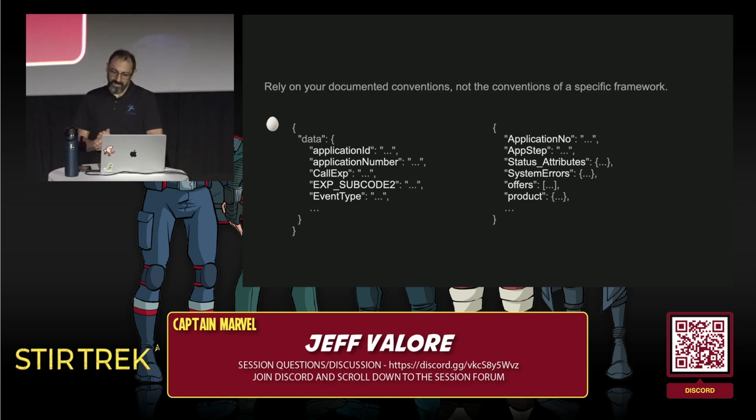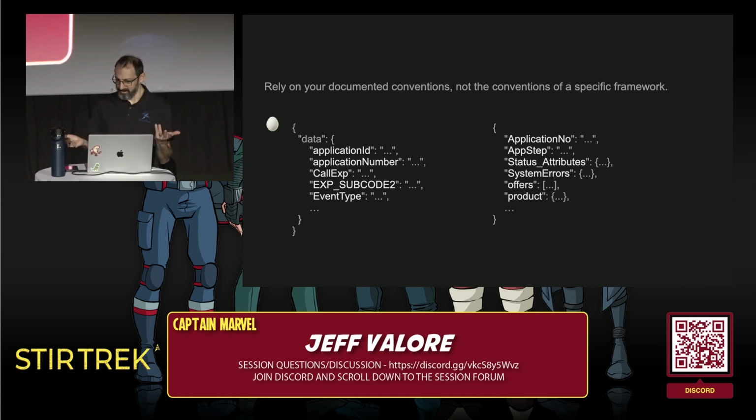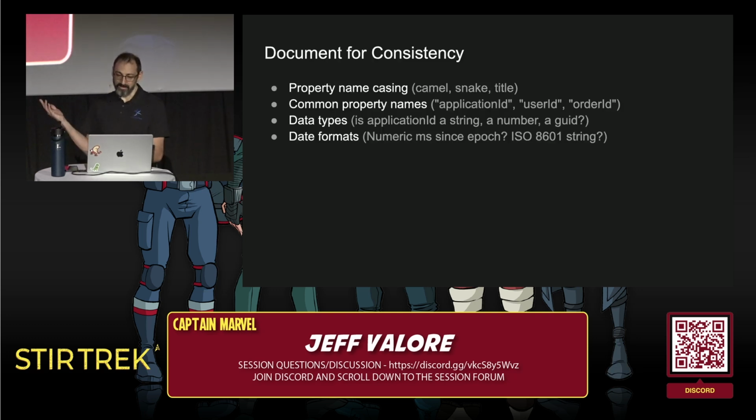So I would propose that you should document conventions, pick a casing, probably camel case since it's JSON, JavaScript object notation, but pick one. It doesn't have to make everybody happy. It should just be consistent. And pick common names for things. Application number should be application number and not application no for a different service, just because two teams decided to name things differently. Hence this slide.